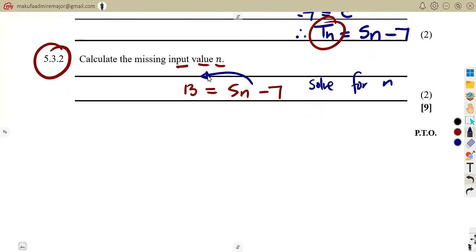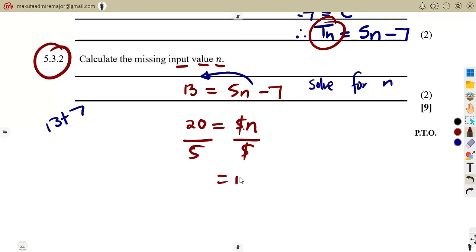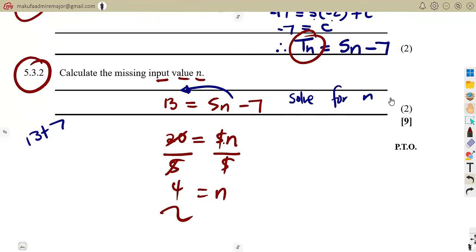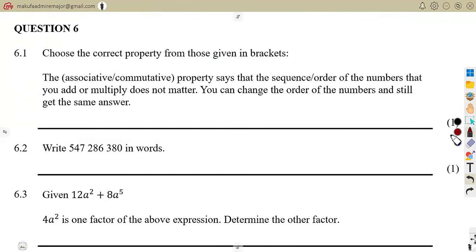Take the minus 7 to the other side. It becomes a positive, sorry. So that's 13 plus 7, which is 20. So that's a product, so simply divide by 5 on both sides. So our n is going to be 4. So the exact value there is 4. So questions can be like that. You just have to be very careful.